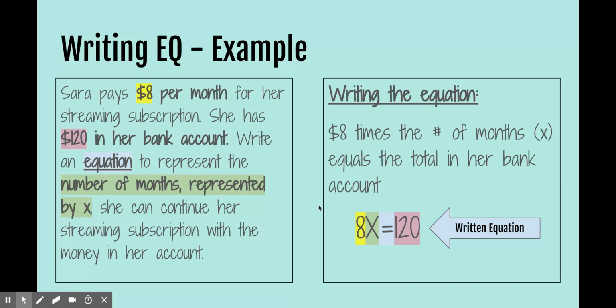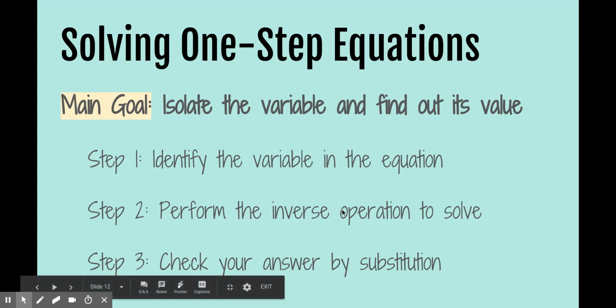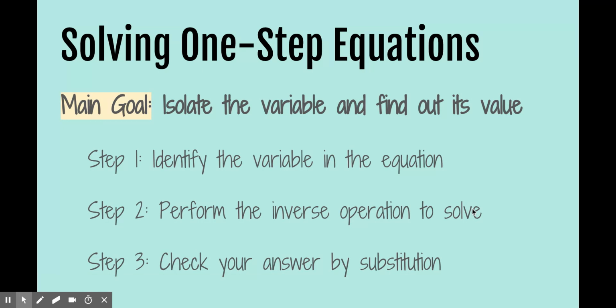So now we're at solving equations. Basically, our main goal is to isolate the variable. You want to get it by itself and figure out what its value is. So first thing, identify where the variable is in the equation. And then ask yourself, what is happening to it right now? Which operation is happening with that variable and some other number? And then the second step is to perform the inverse operation to whatever is happening originally so that you can solve it. And then the last thing you can do is to check your answer using substitution.